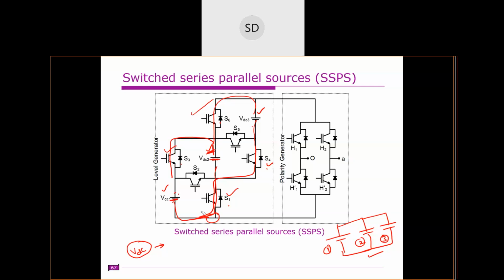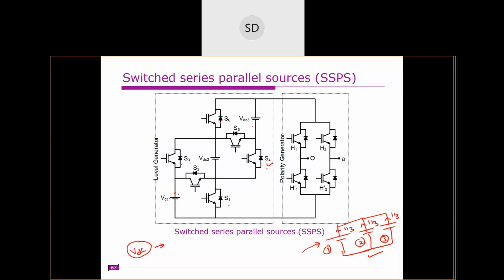Now if you want VDC level, all the three DC sources are feeding the load. All the three DC sources are equally feeding the load. That means each is giving 1/3 of the current. So that is the advantage with this circuit.